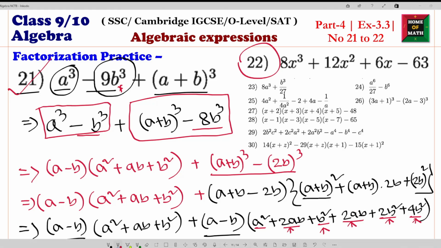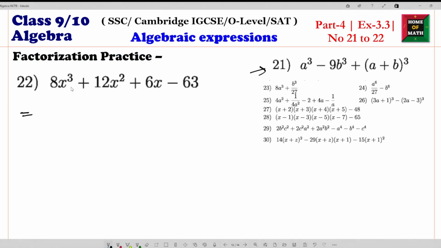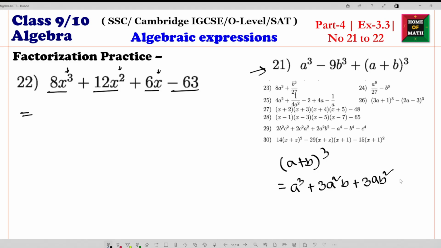Let's start. Number 22. Here is 8x cube plus 12x square plus 6x minus 63. Look, here is cube, here is square, and here is x. So it has some similarity. How? (a plus b) whole cube. We know a cube plus 3a square b plus 3ab square plus b cube.